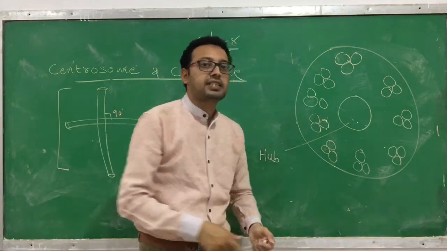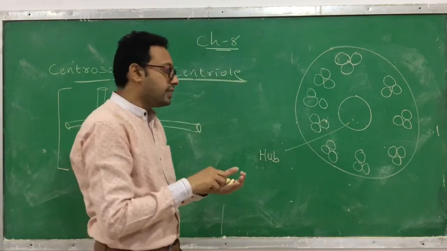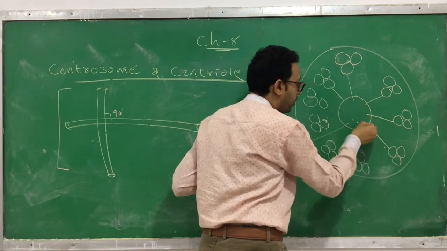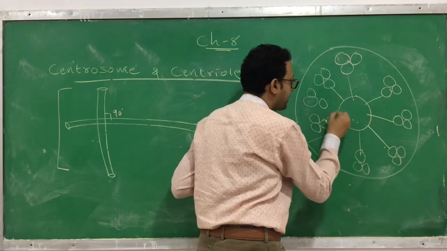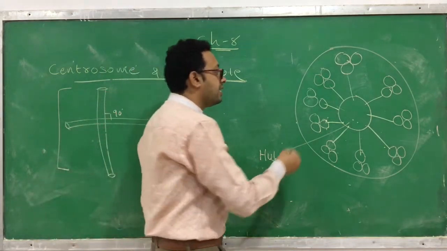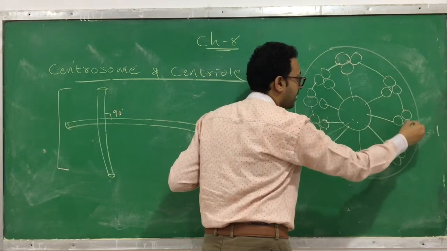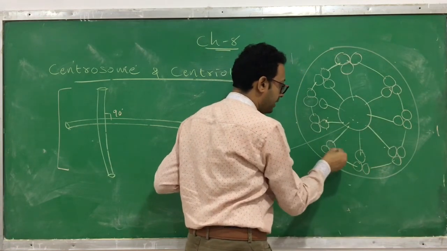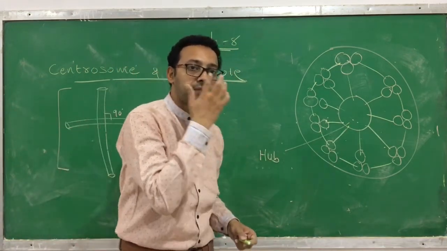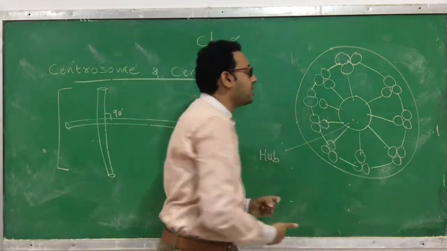Okay, so the 9 triplets are present in the periphery, and in the center there is a hub. These 9 triplets are connected with the hub like this. So it forms a radial spoke-like arrangement. And here the adjacent triplets are also connected. Clear? These are the adjacent triplets. They are also connected in the structure of a centrosome and the centriole, or you can say specifically a centriole.